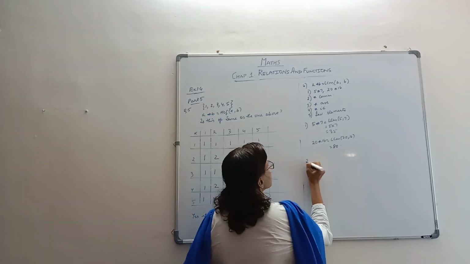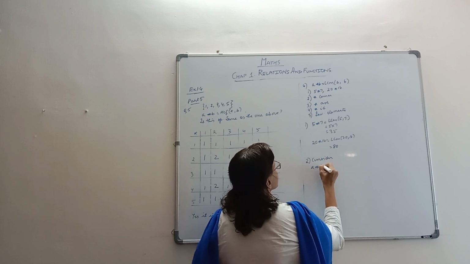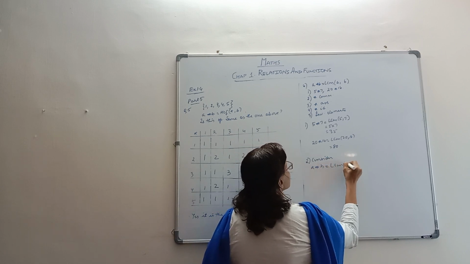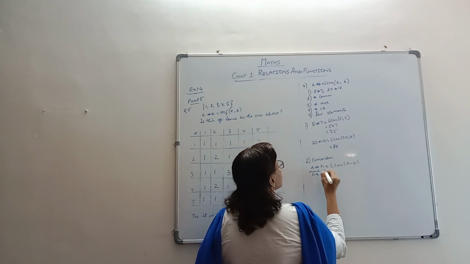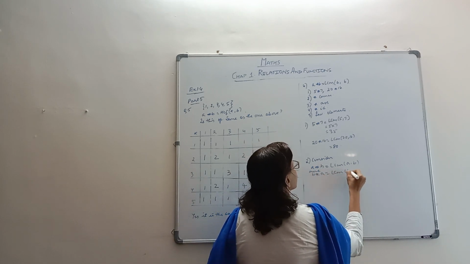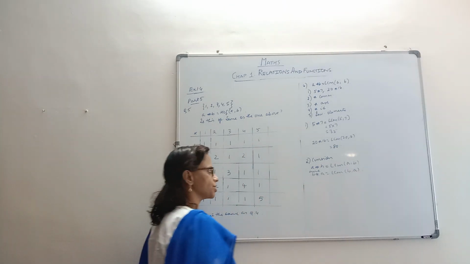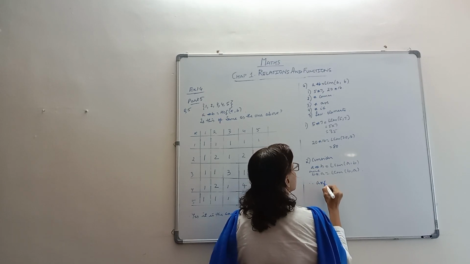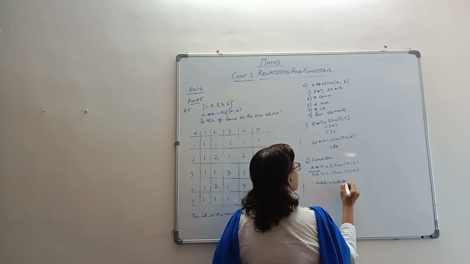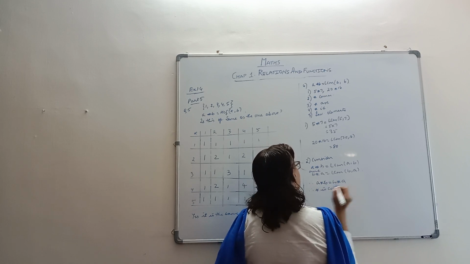Why? Because consider A star B. A star B means it's the LCM between A and B. And what is B star A? It is going to be the LCM between B and A. The LCM between A and B and the LCM between B and A is the same. It doesn't change. So therefore, A star B equals B star A. So star is commutative.